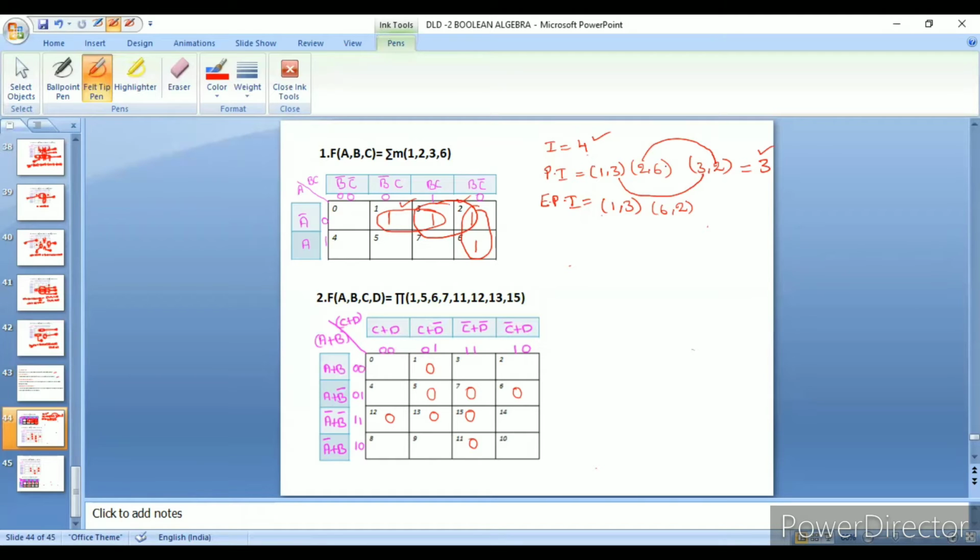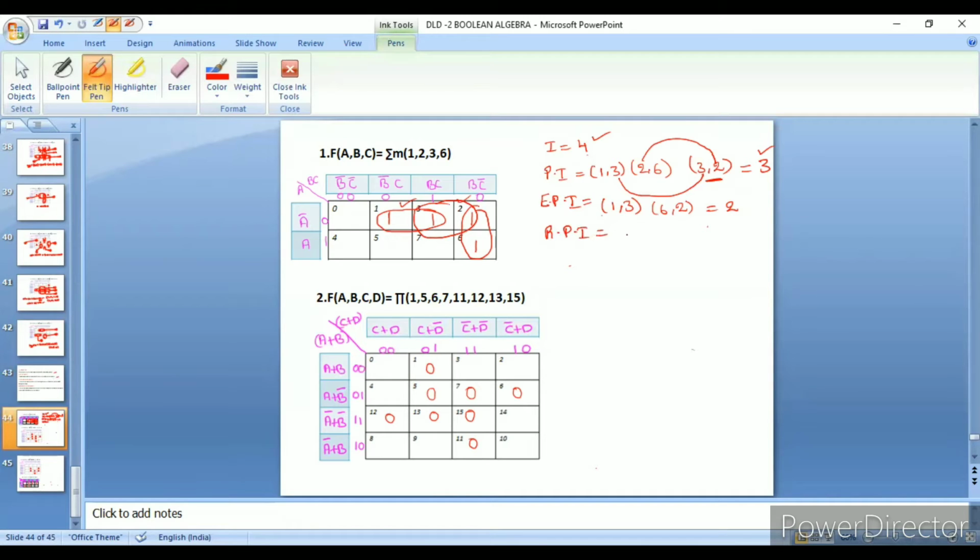That is the reason we are avoiding this particular 3, 2 pair. We are not considering it here. So the essential prime implicants from the given prime implicants are 2. Essential prime implicants come from the prime implicants themselves. So the answer is 2 essential prime implicants. Next, redundant prime implicant.